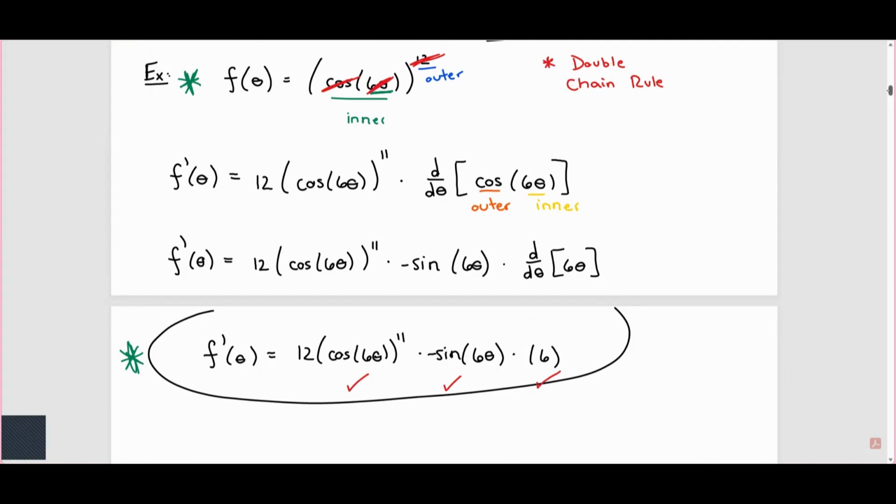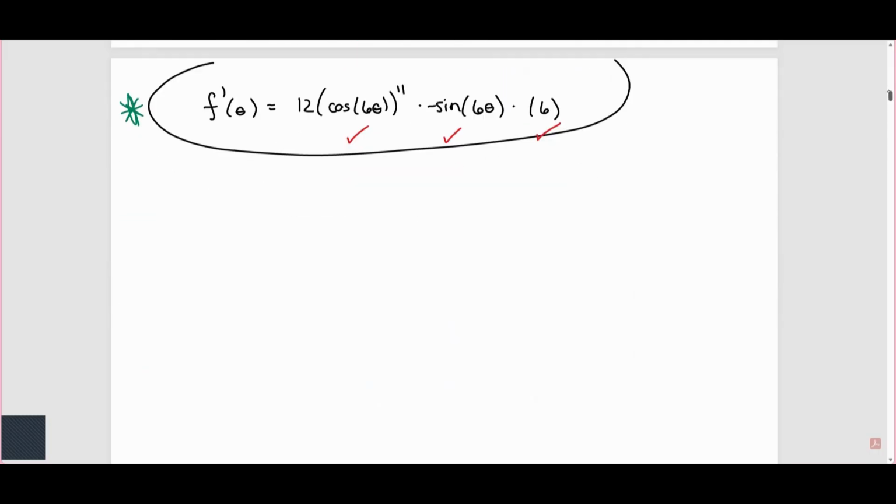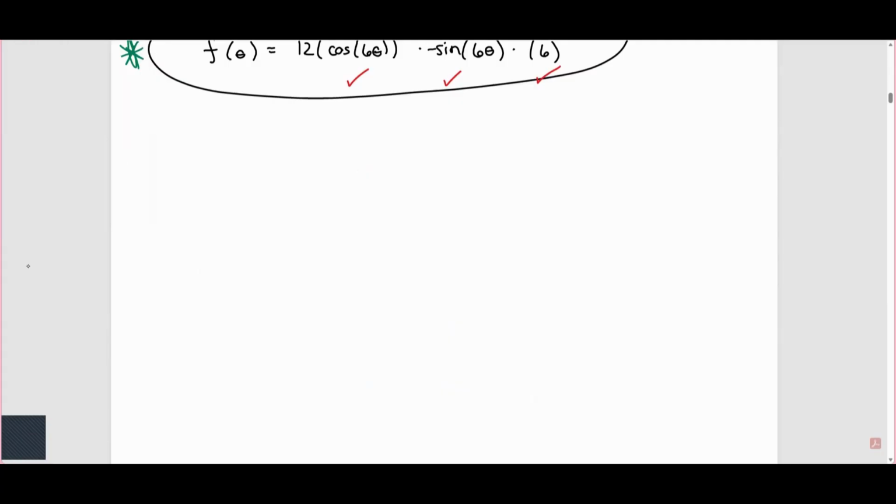Okay. Again, I apologize about the cosine negative sign. See how easy it is to forget? So gotta be so careful with those. Gotta be so careful with our negatives when it comes to those trig derivatives. Okay, one last example.